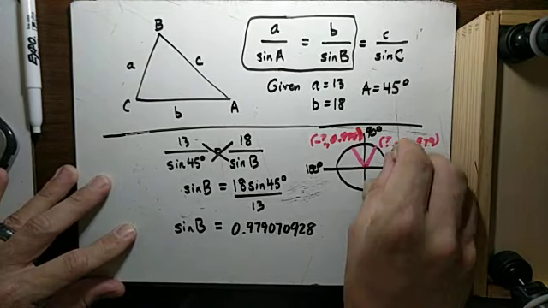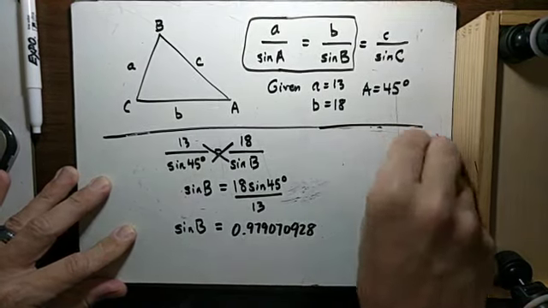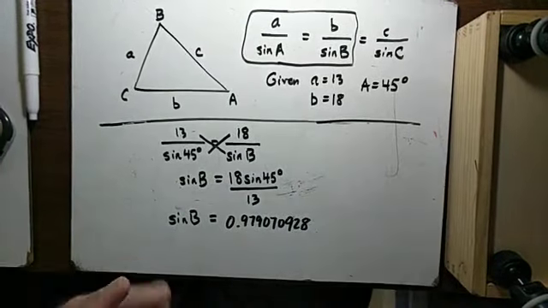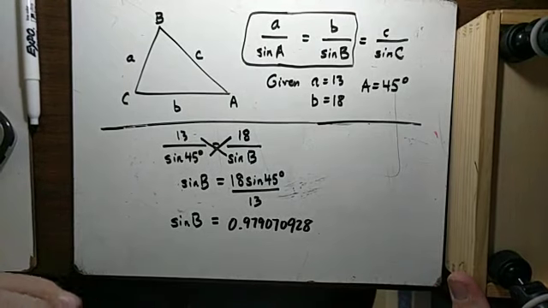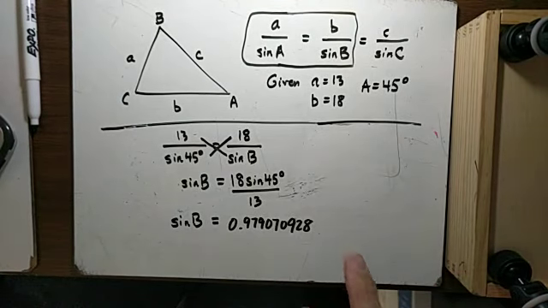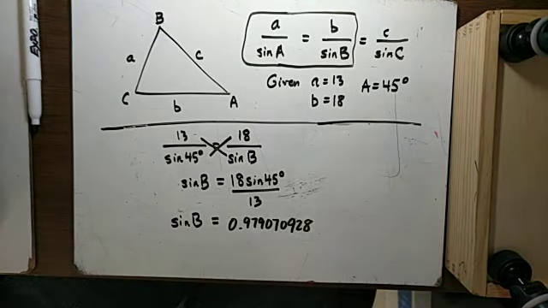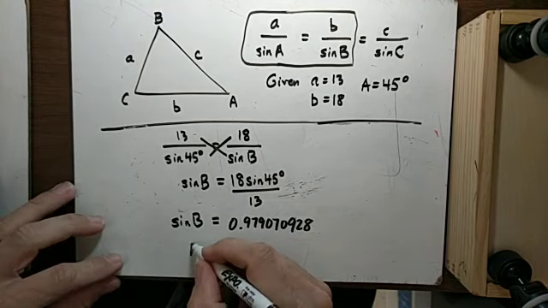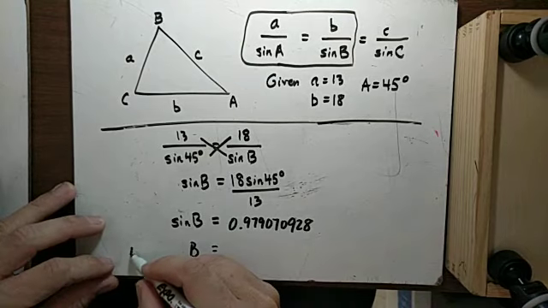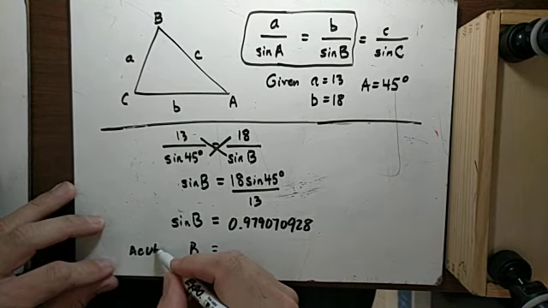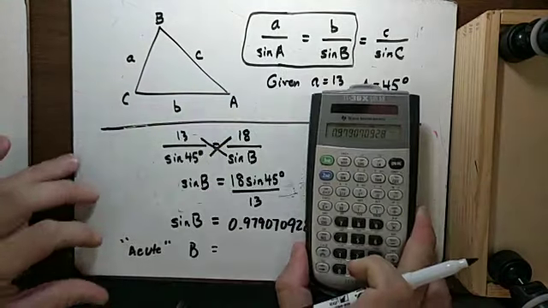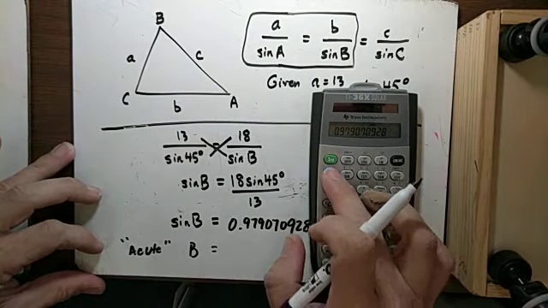Okay, now the calculator will only give you one of them. The calculator will give you the acute version of this angle. So we're going to have to try to find that solution first, and then we'll test the other one out. So how do I find the acute angle B? The way to find the acute angle B is to take this number that I got in my calculator and do the inverse sine of it.